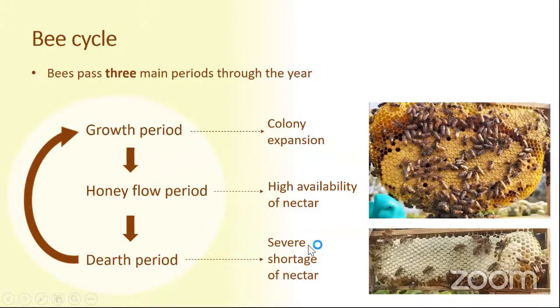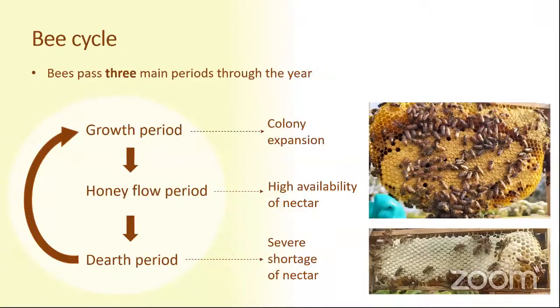Now, during the dearth period, it's very difficult to maintain the colonies. If you have a large number of colonies, we cannot expect any harvest during the dearth period. Therefore, we have to amalgamate, or join, or merge some colonies, and then we can maintain them as a single colony. Maybe two weaker colonies we can merge and keep as a single colony.